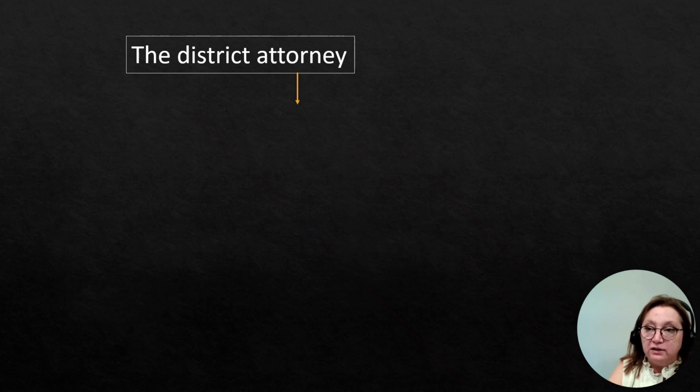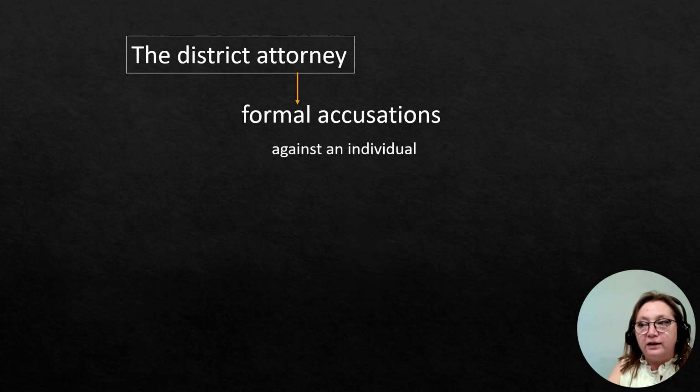We talked about the district attorney before. The district attorney is the one that is going to bring the formal accusations against an individual. The police officers are the ones on the streets, and they are investigators. They do all their investigation, and then they will come to the district attorney and say, we have these elements to be able to charge this person. So the district attorney will bring those charges either directly to the grand jury.